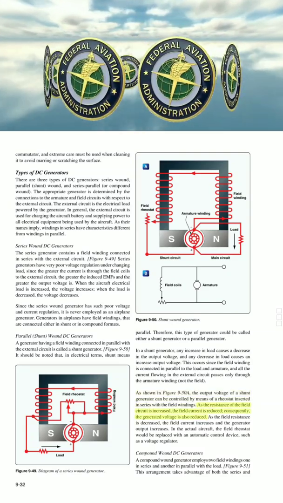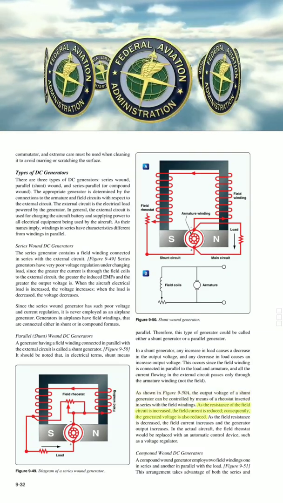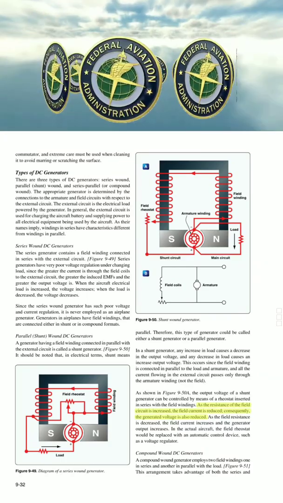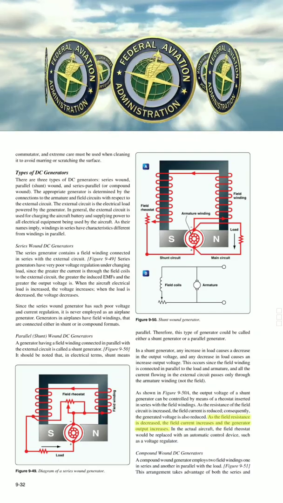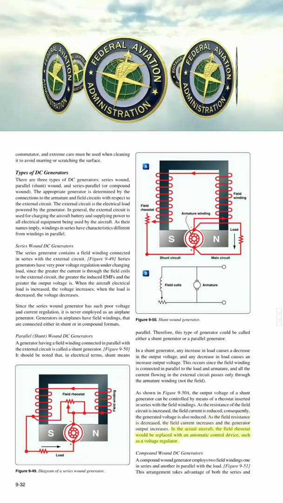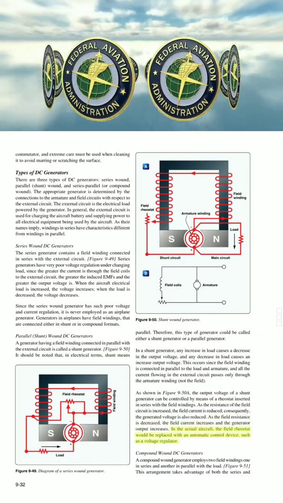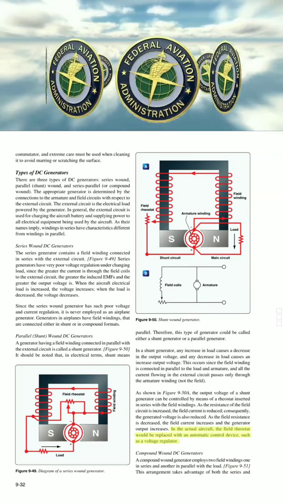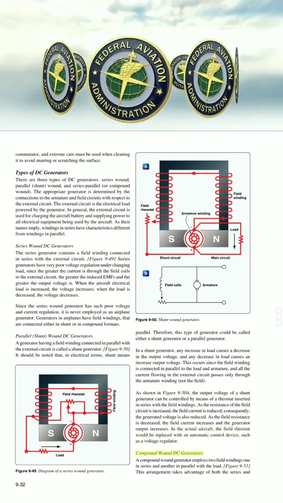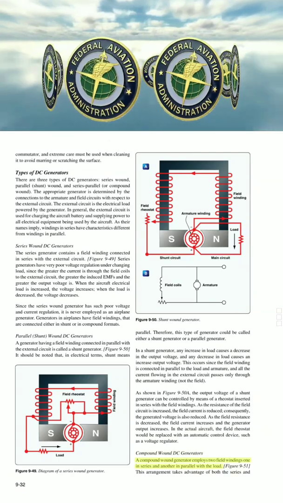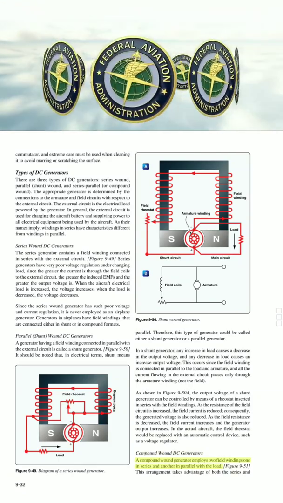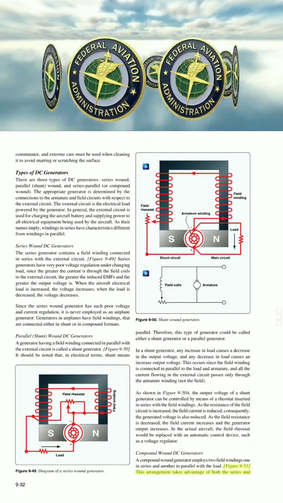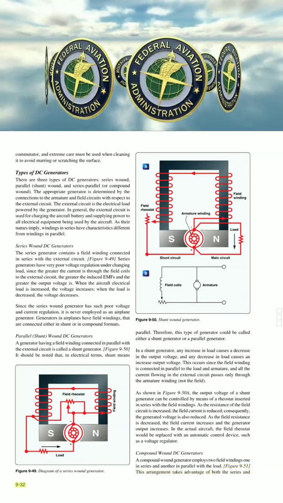As the resistance of the field circuit is increased, the field current is reduced. Consequently, the generated voltage is also reduced. As the field resistance is decreased, the field current increases and the generator output increases. In the actual aircraft, the field rheostat would be replaced with an automatic control device, such as a voltage regulator. Compound wound DC generators. A compound wound generator employs 2 field windings, one in series, and another in parallel with the load. Figure 9-51. This arrangement takes advantage of both the series and 9-32.